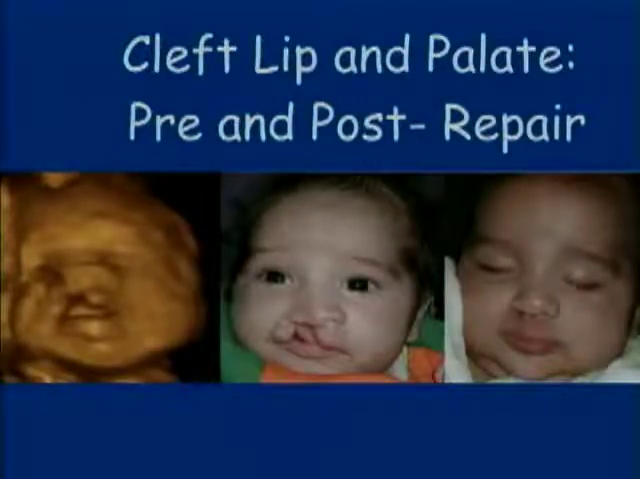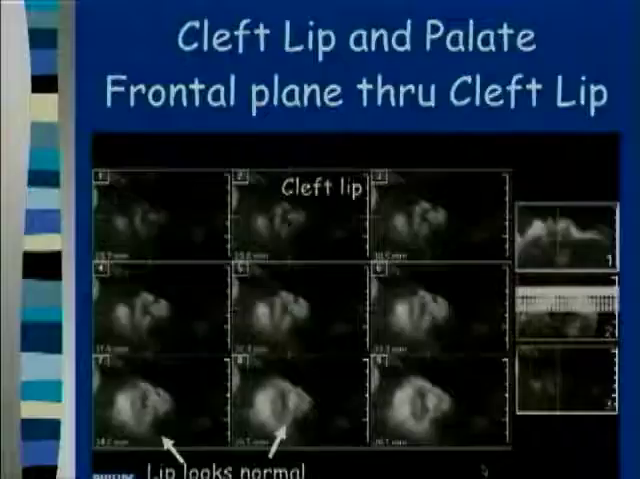So we can see this patient both pre and post repair, and I think this picture of the cleft is pretty representative of this little baby, and you can see the tongue sticking out between the cleft, and then you can see after the repair, which really looks quite nice.